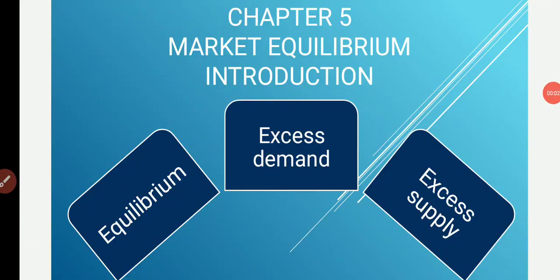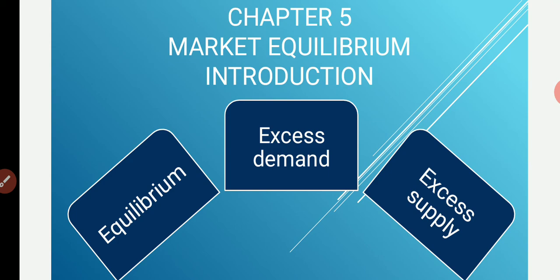Hello everyone. In today's class, we will discuss Chapter 5, Market Equilibrium. Before going to this chapter, we already studied the behavior of a consumer in chapter 2, and in chapter 4 we discussed the producer's behavior. The fourth chapter continues into this chapter until its completion. So let us see the introduction of this chapter.